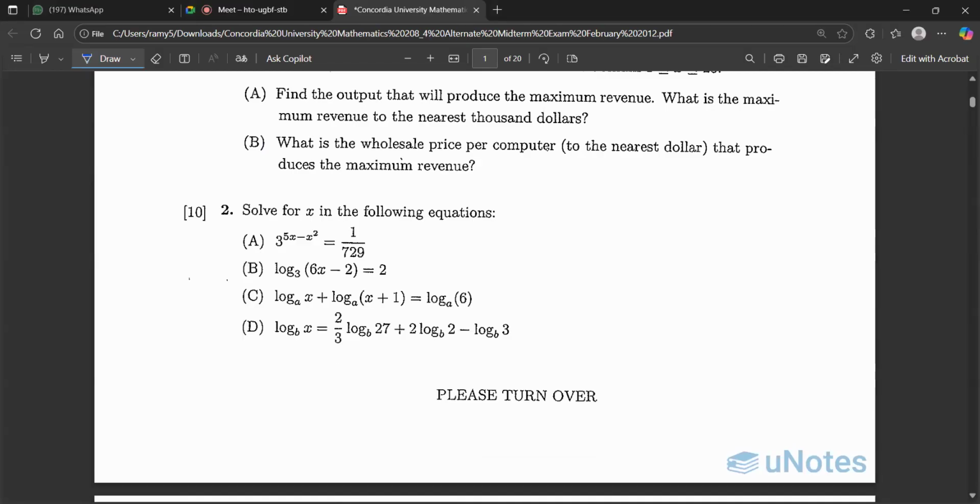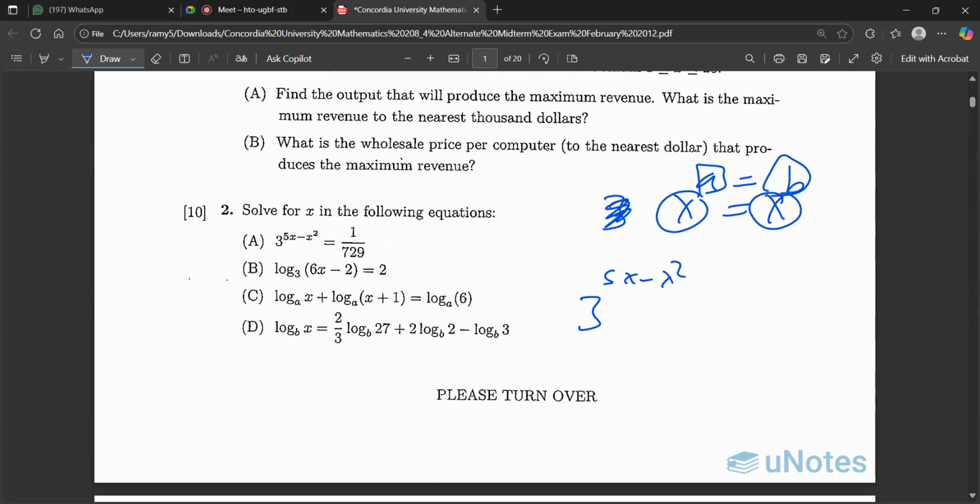Log and exponential and the ln, don't worry about it. It's very, very easy. There is a rule that says if you have x power a equal x power b, with the same base, that means we will have the same power. So here we have 3 power 5x minus x squared equal 1729. We have two ways to solve this question. The first one, if you know exactly 3 power, you have here 3 power 5x minus x squared.